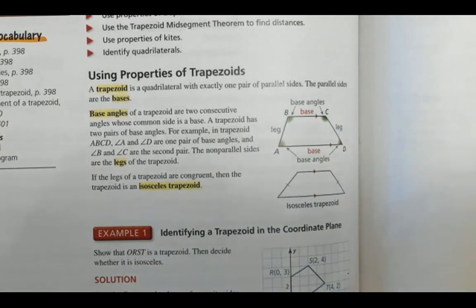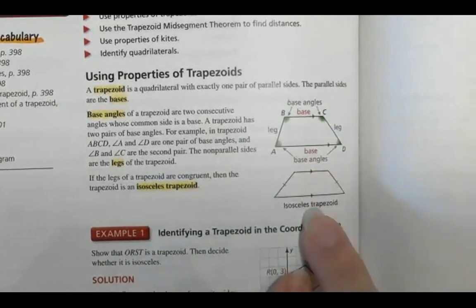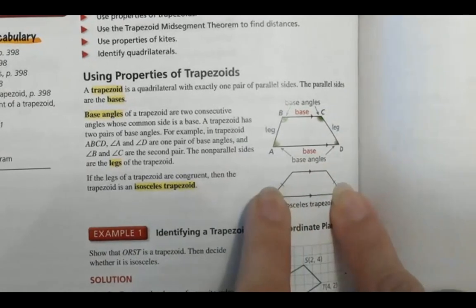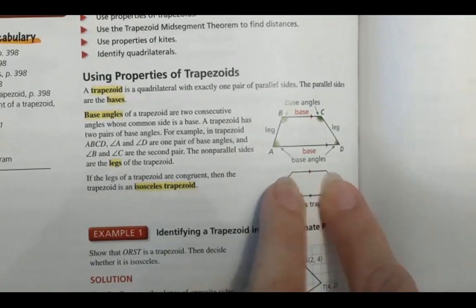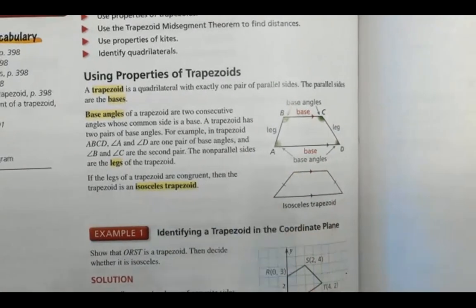All right, so if you have a trapezoid, look at this one down here. We have our one set of parallel lines, but our two legs are congruent, then it's called an isosceles trapezoid, and your base angles are going to be congruent. So these two would be congruent up here, and these two would be congruent down here.